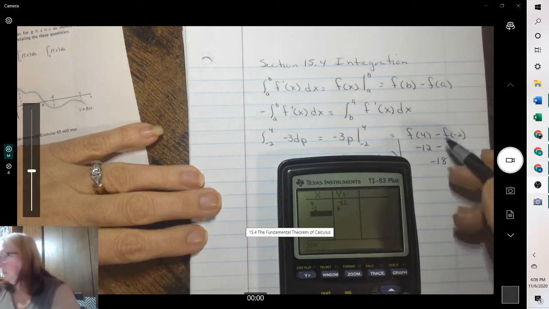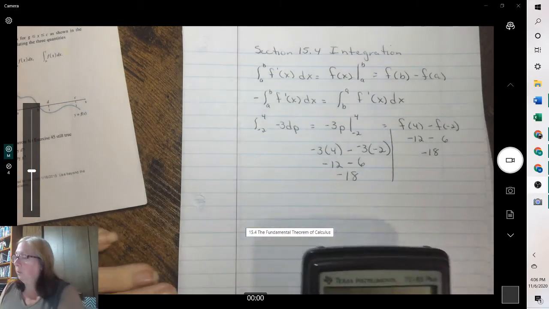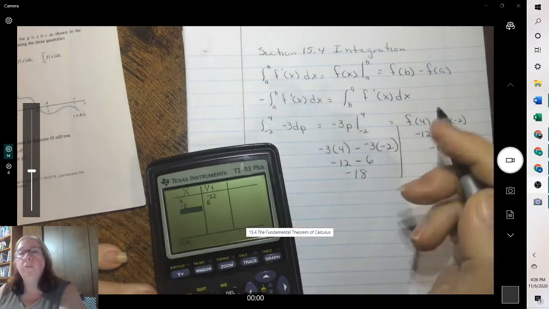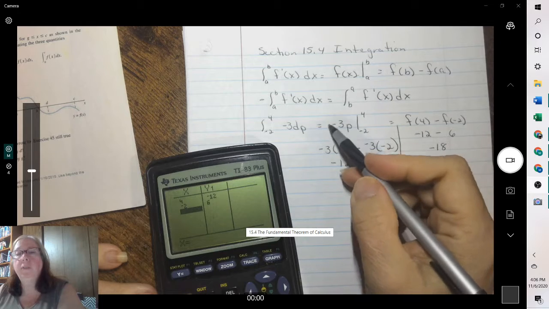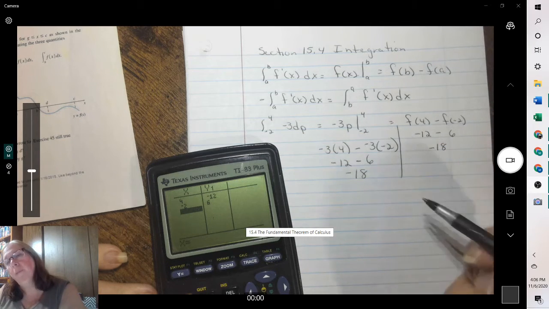-18. Now, it's not too hard when we have a small one, but when we get to bigger equations, this will help a lot. So after you take your integral, you put it into y equals, then you go to your table, and top minus the bottom.